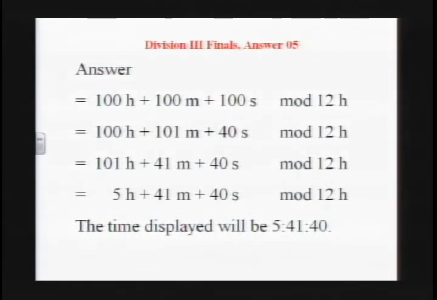That's 101 hours is 5 hours by 12. So the time will be 5 hours, 41 minutes, 40 seconds. And if you're interested, this is doing base 60, which is what the Babylonians did 4,000 years ago. Whenever you read the clock, you're doing Babylonian arithmetic.